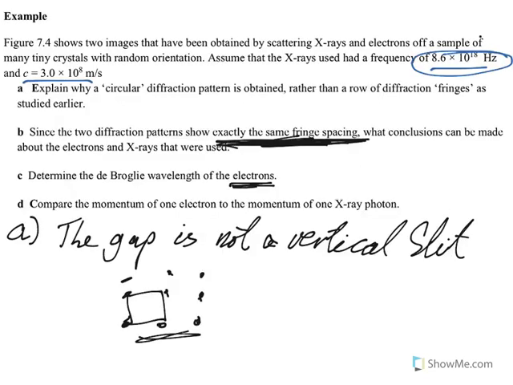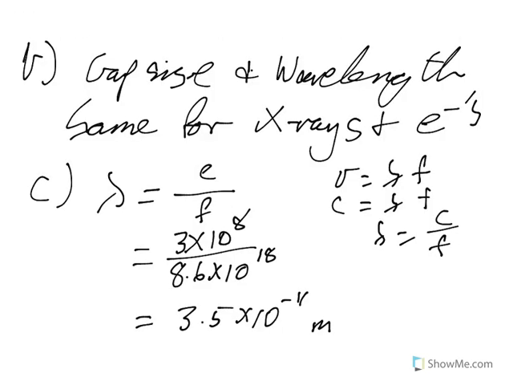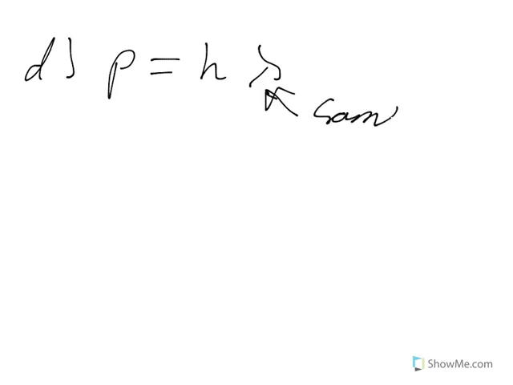Alright then, part D. Compare the momentum of one electron to the momentum of one X-ray. The momentum is h over lambda. So if the wavelength is the same, then the momentum must be the same. So equivalent momentum.